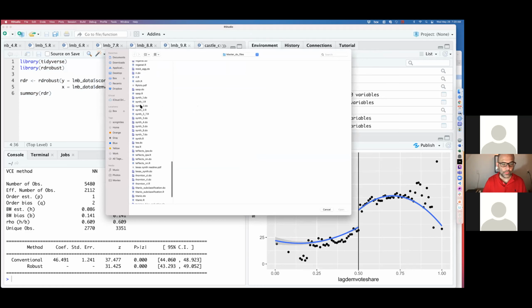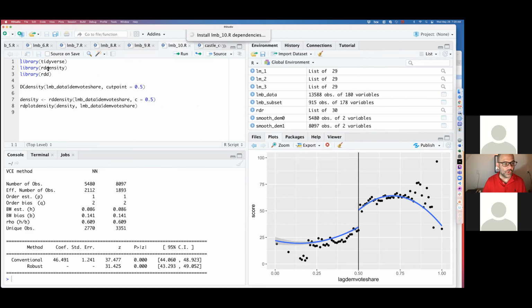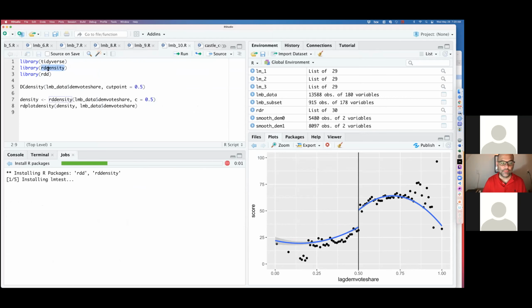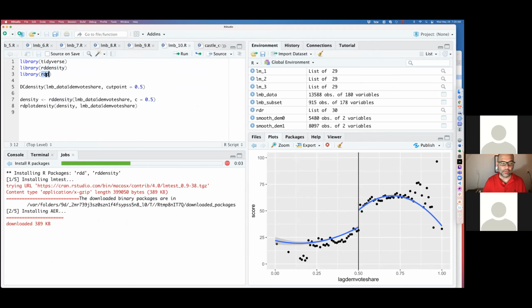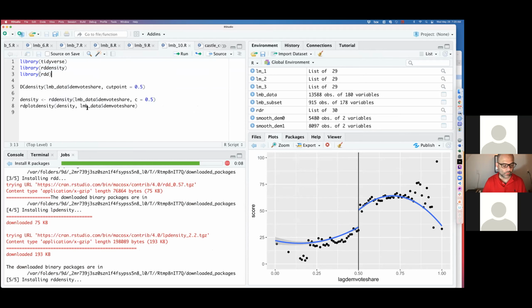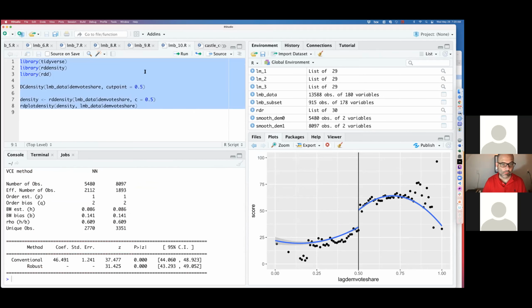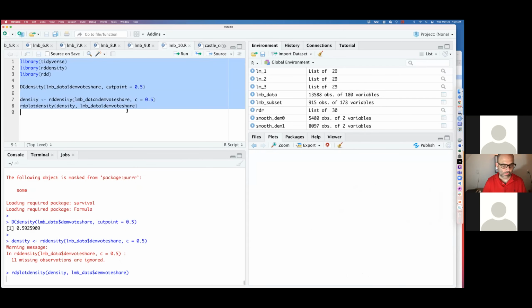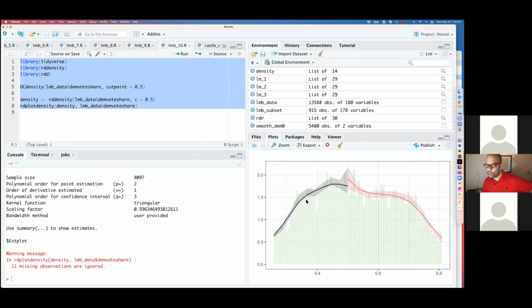Let's figure out how to do the McCrary density test and we can be done. Here, we're going to use the RD density command as well as the RDD command. We're going to use both of them. So let's let this finish installing. Look at that. It made the McCrary density test. It's not really called the McCrary density test at this point because it's a specific type of density test that Cattaneo and them created, but it's in the spirit of McCrary's original density test.